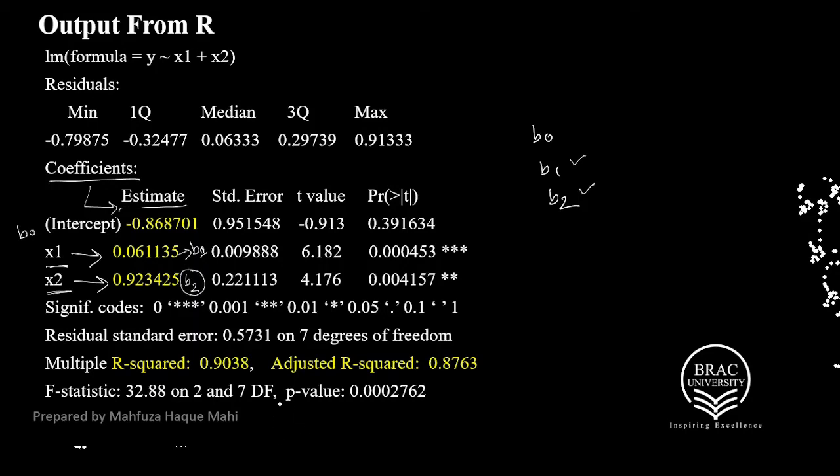The value of R square is 0.9038 and adjusted R square is 0.8763. The value of R square and adjusted R square is close here. So we need only these highlighted values for interpreting our model and for commenting on goodness of fit.